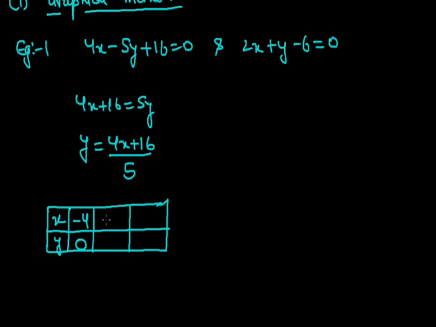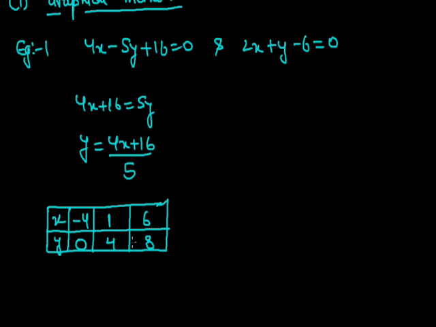The same way, if I take x as 1, it will become 4 plus 16, that is 20, divided by 5, so the value of y will become 4. And in the same way, if I take x as 6, it will become 24 plus 16, 40 by 5, that is, the value of y is 8.